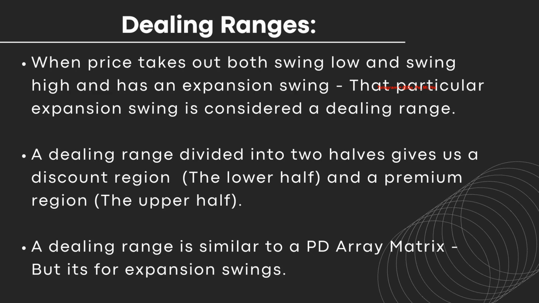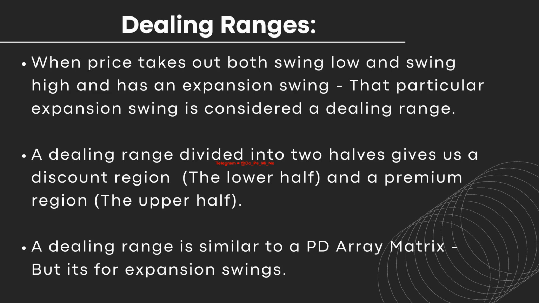Now, another thing about dealing ranges is that when you divide a dealing range into equal halves, it gives us a matrix. The upper half of that matrix is called the premium, and the lower half is considered the discount region. Then, last but not least, the 50% of that dealing range is called equilibrium. This is basically how a dealing range looks and works.